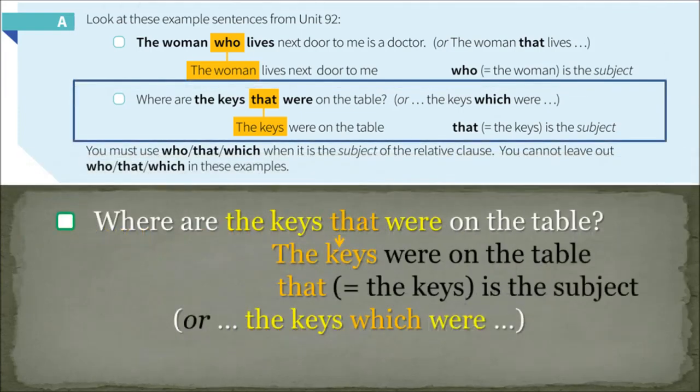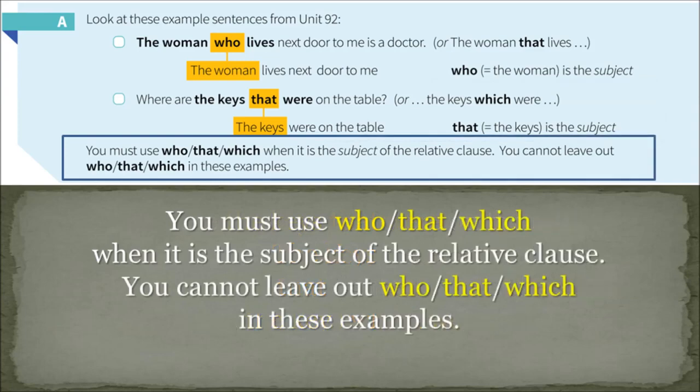Where are the keys that were on the table? The keys were on the table. That equals the keys is the subject. You must use who, that, which when it is the subject of the relative clause. You cannot leave out who, that, which in these examples.